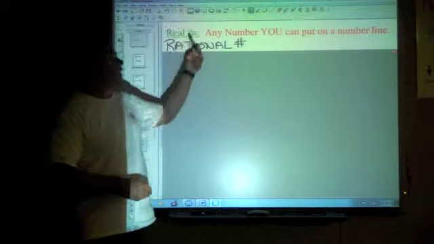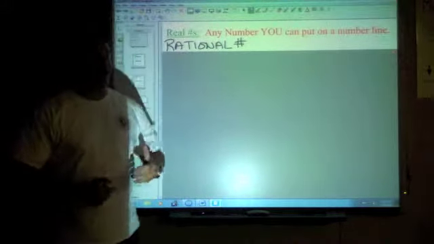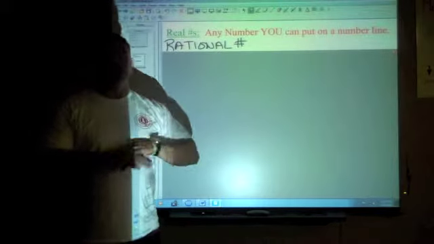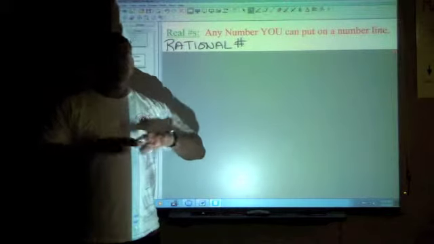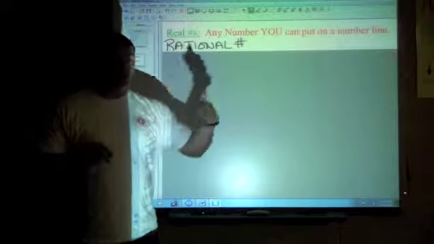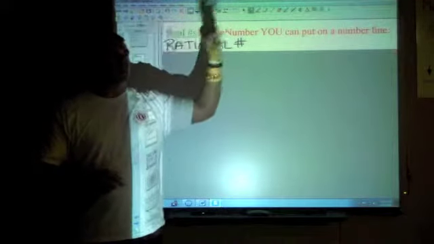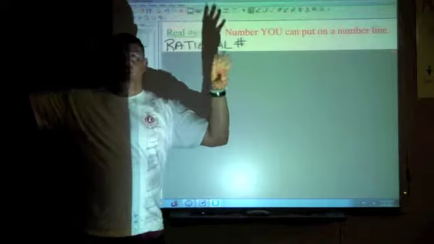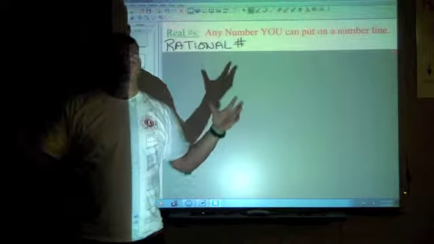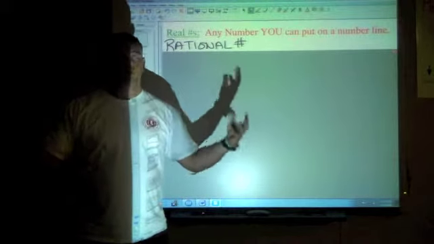Now, a number that's not rational would be like pi. Pi continues on forever, has no ending. It doesn't even have a repeating decimal in it whatsoever. There is a number that repeats, but there's no pattern. They have actually found pi out to billions and billions and billions of numbers to the left of the decimal and never found a pattern that repeats or an ending.